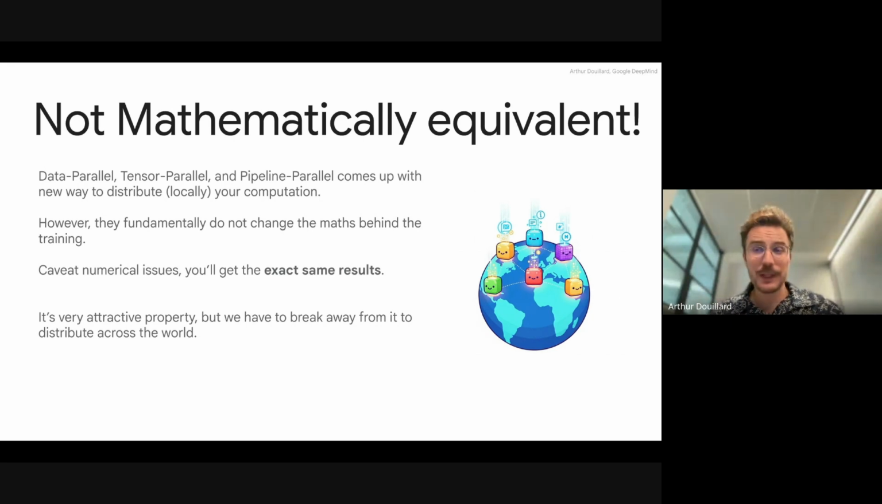However, I believe that we need to break away from those methods. We need to take more risky methods that won't be mathematically equivalent. That brings a risk, because it means that your whole learning dynamics, your loss, your gradients, and everything will be different, and they may get worse, but they will allow you to communicate much less and actually to do the communication across the world.